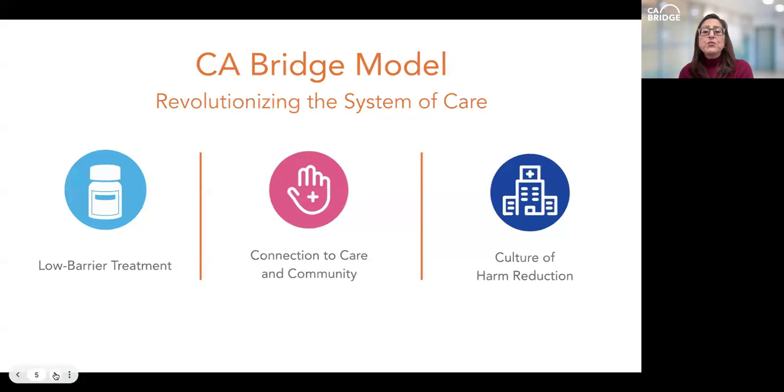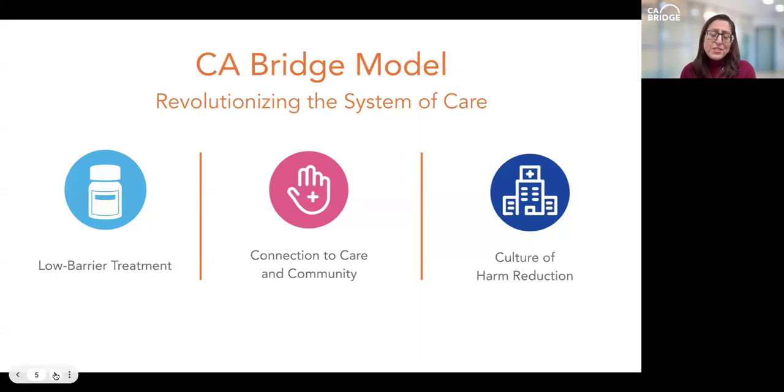So what is the CA Bridge model? Well, we're revolutionizing the system of care. It is the standard of care specifically for California hospitals. Our approach is a three-prong approach. The first is low barrier treatment. That's what your doctors are doing when they are administering and prescribing buprenorphine. They know not to require urine tests and lab tests. A patient comes in and says, hey, I'm going through opioid withdrawal, and they get buprenorphine. It's as simple as that, right?